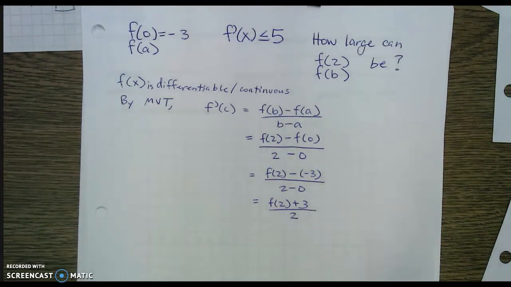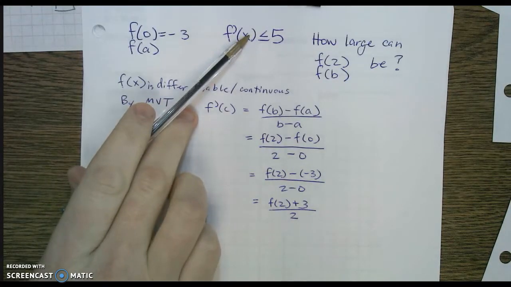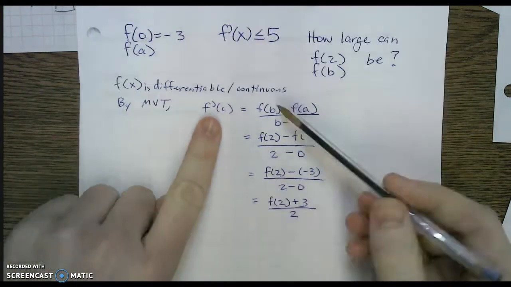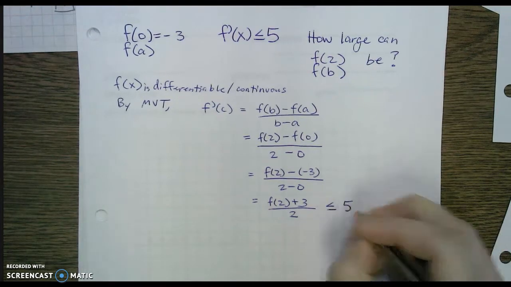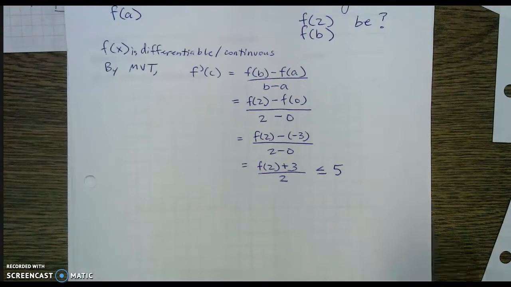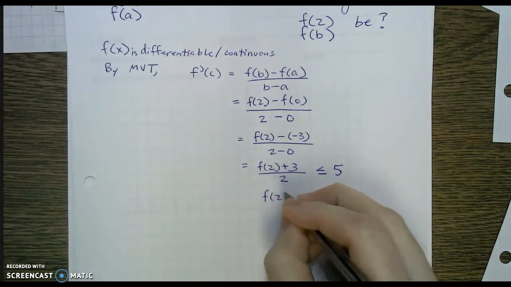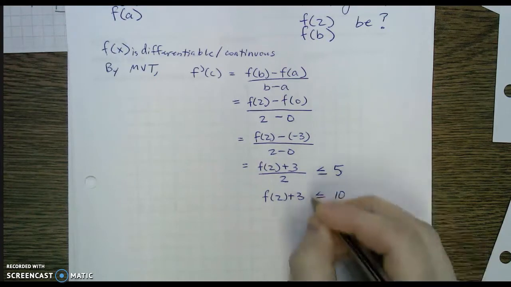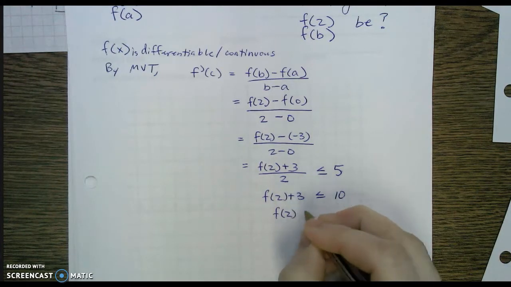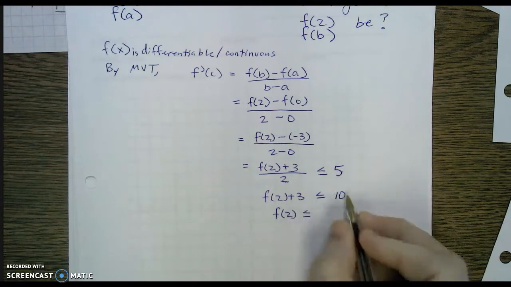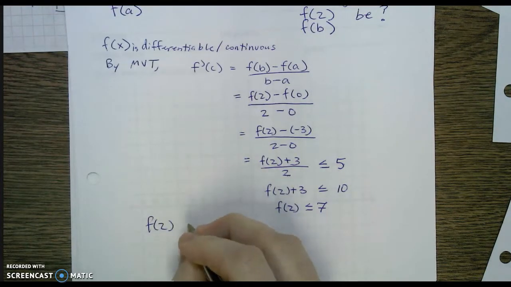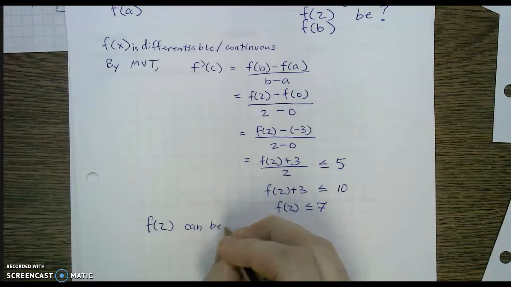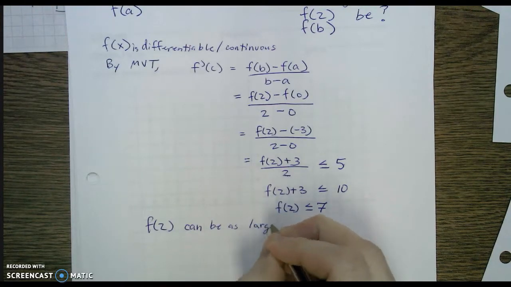And that's as far as we can go, but they want to know how large can f of 2 be. So that's where we bring in this derivative is less than or equal to 5. Remember, they said the derivative is this. So we can say this derivative is less than or equal to 5. And now we can figure out more about f of 2. So if I multiply 2 to the other side, I get 10. And if I subtract 3 to the other side, I get that f of 2 is less than or equal to 7. And so that means f of 2 can be as large as 7.